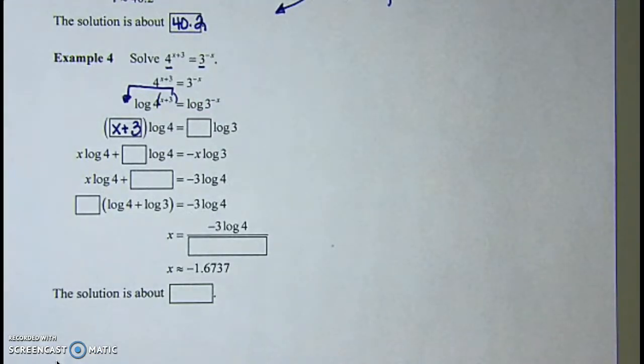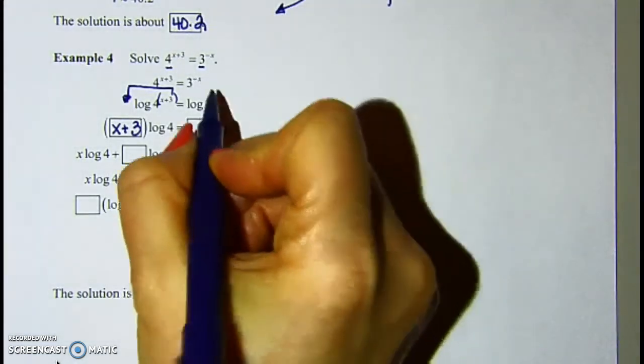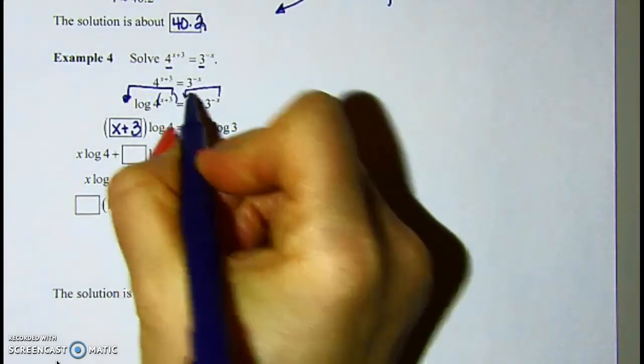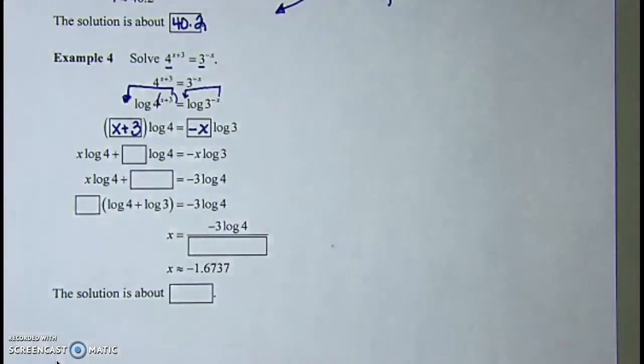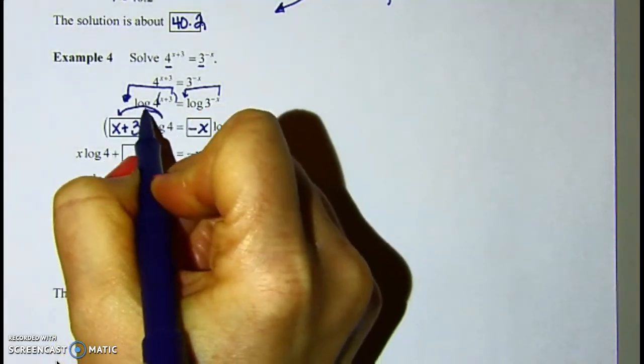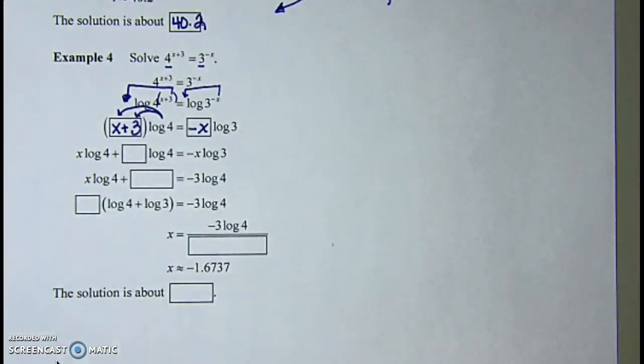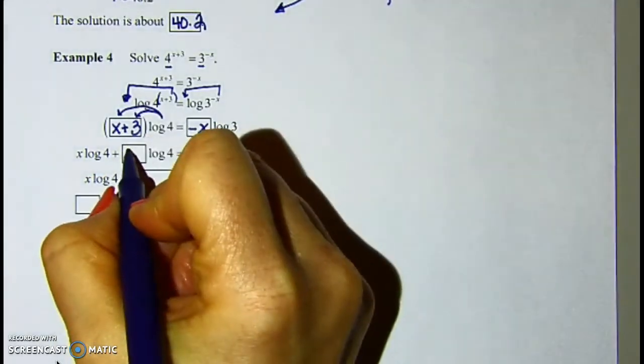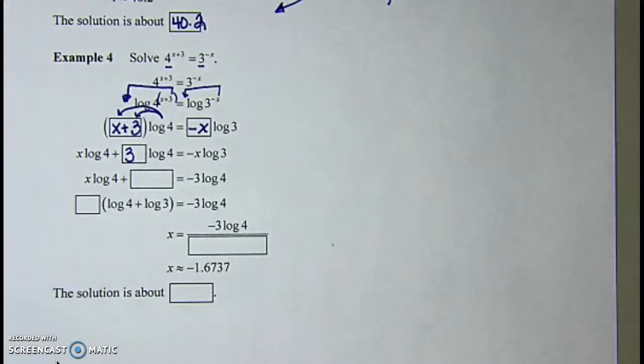Notice I kept it in parentheses because they belong together. So I want to take x plus 3 times log of 4 equals negative x log of 3. Now we can distribute our log, giving me x times log of 4 plus 3 times log of 4 equals negative x log 3.